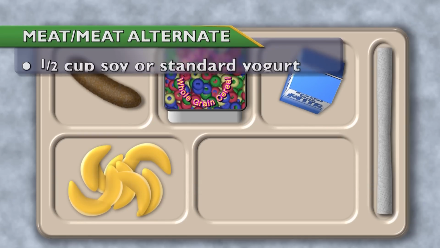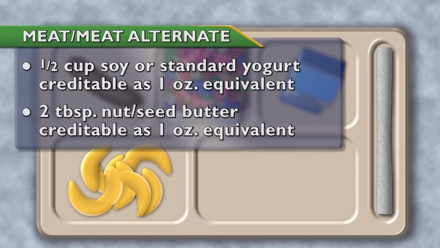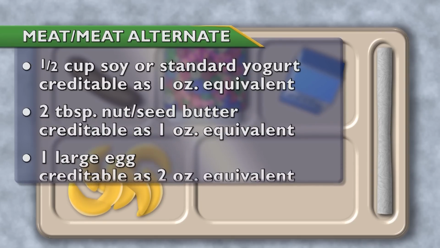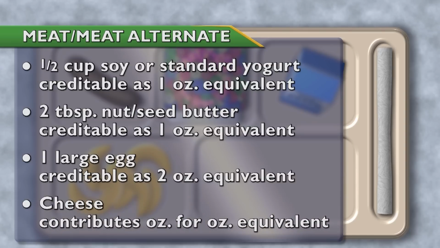Meat alternates may be 1/2 cup or 4 ounces of soy or standard yogurt, which is creditable as 1 ounce equivalent. 2 tablespoons of nut or seed butters equals 1 ounce equivalent. 1 large egg is equal to 2 ounce equivalent. Cheese contributes ounce for ounce equivalent. Again, a meat alternate can be served and counted towards the grains requirement.